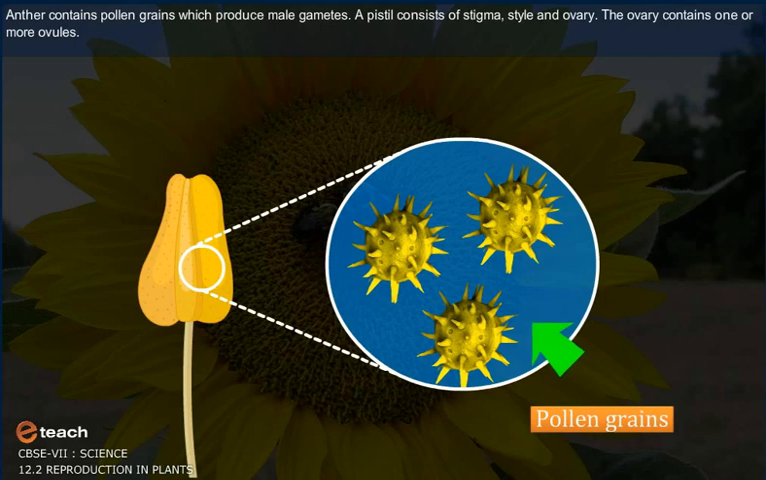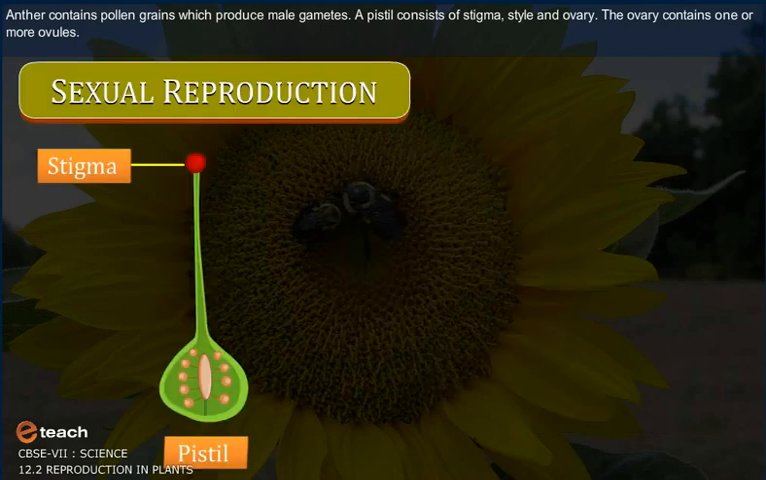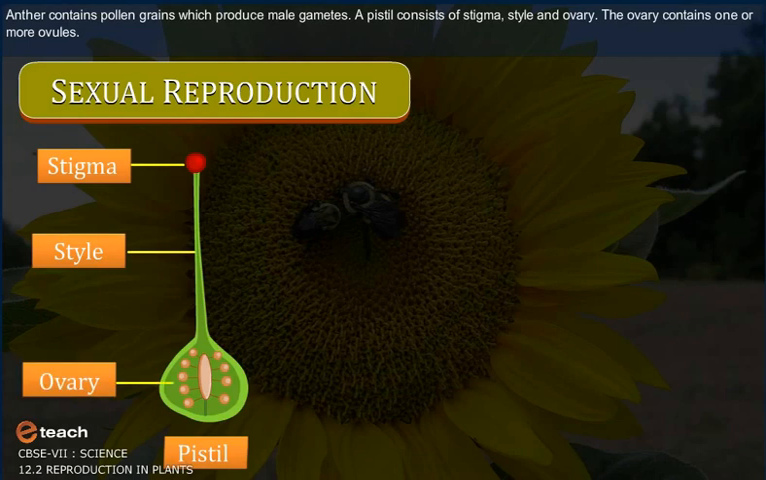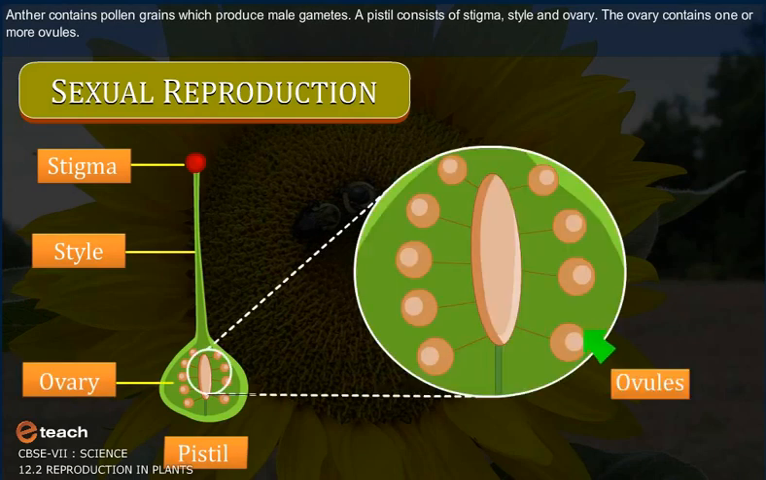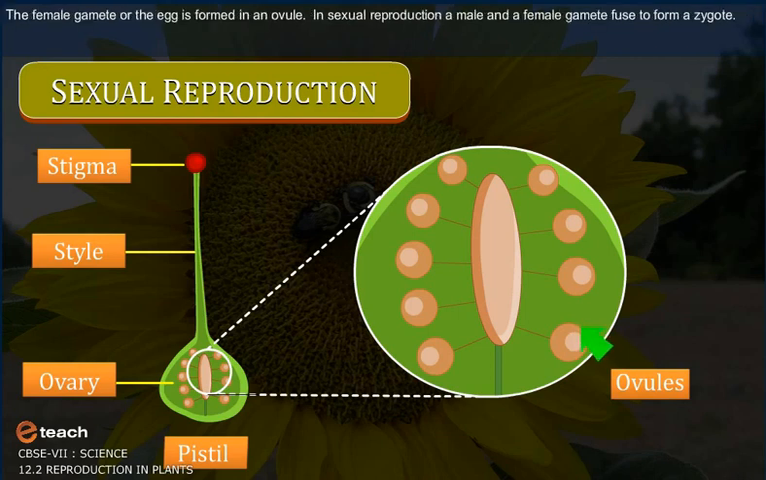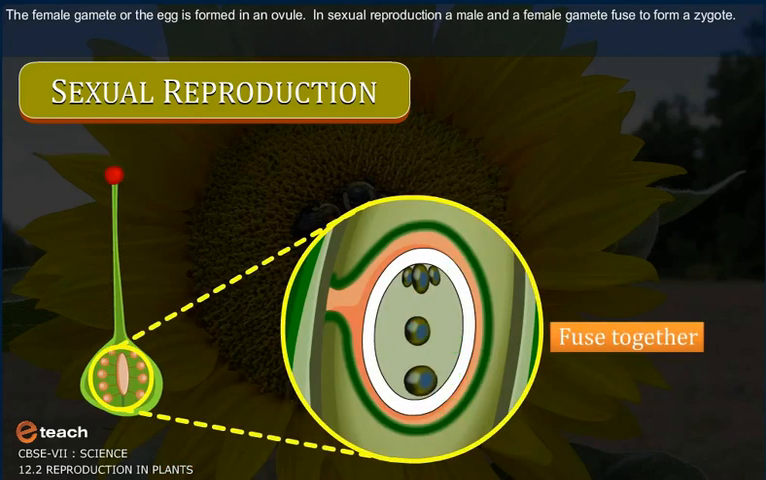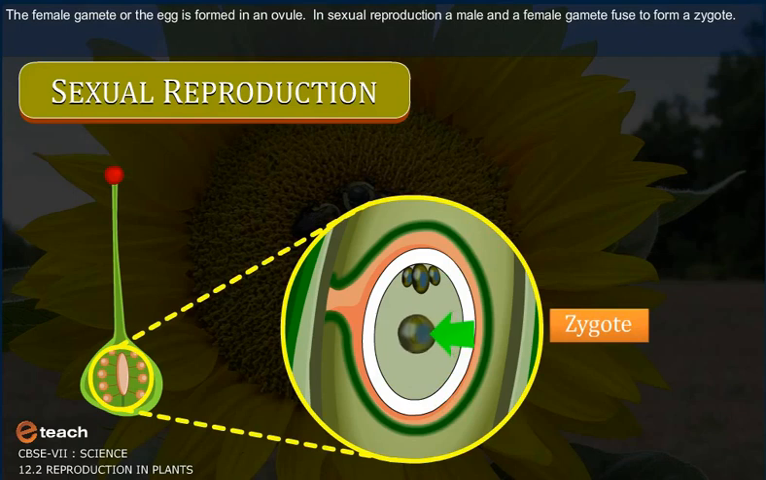Anther contains pollen grains which produce the male gametes. A pistil consists of a stigma, style, and ovary. The ovary contains one or more ovules. The female gamete or the egg is formed in an ovule. In sexual reproduction, a male and a female gamete fuse to form a zygote.